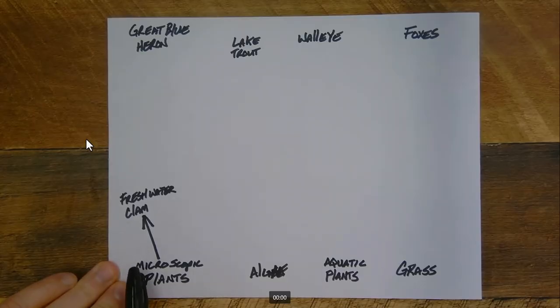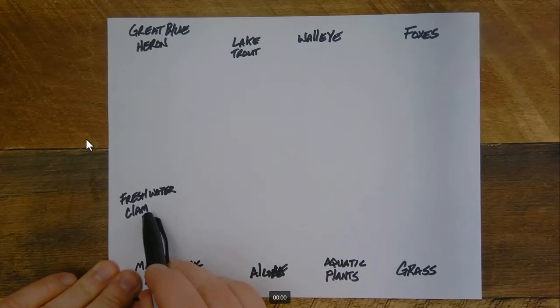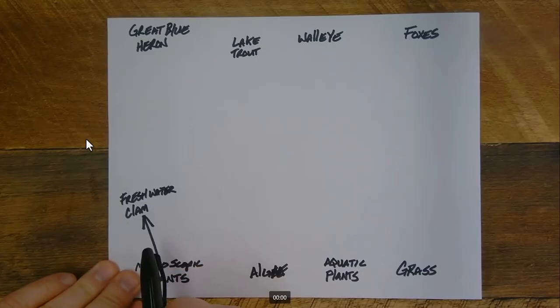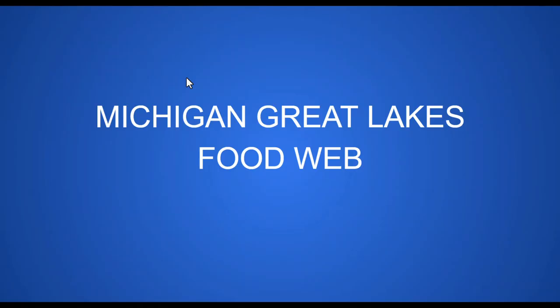On the final version, we are going to label each end of the arrow as producer, consumer, predator or prey, or parasite or host. Have fun making your food webs.